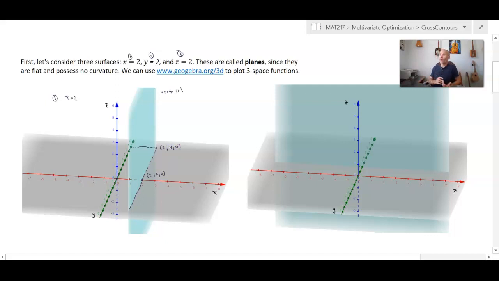Now, it didn't say that y can't be 7 or that z can't be 0. It just says x equals 2. So that point still satisfies the statement x equals 2. Now let's pick something like maybe on this edge. Of course, this plane goes infinitely long in both directions, but for the sake of visual clarity, it looks like it's just a sheet of paper.